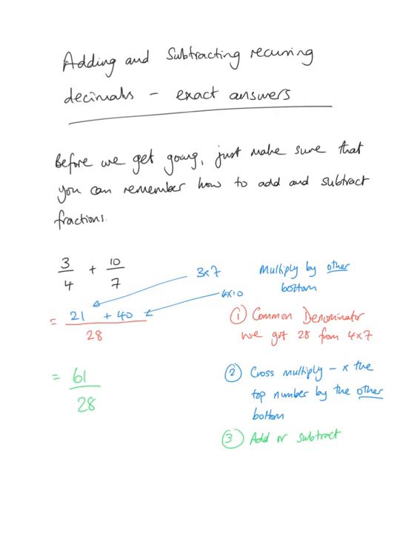And to be honest, I would just multiply the two bottom numbers, whatever they are, even if it was 2 and 4, for example. What we're then going to do on the top is multiply the top number by the other bottom, so the numerator by the other denominator. So I'm doing 3 times 7, because 3 and 7 are the opposites. And I'm also going to do 4 times 10, one numerator multiplied by the other denominator. And just add along the top to get 61 over 28.